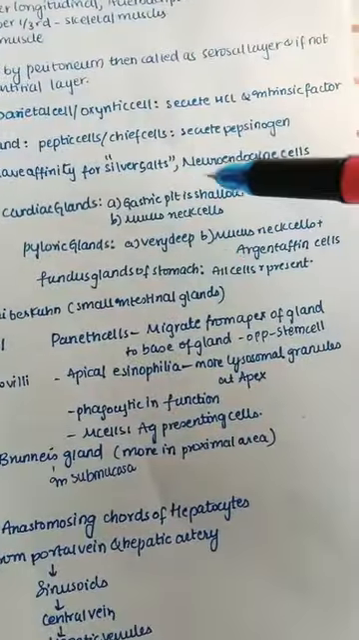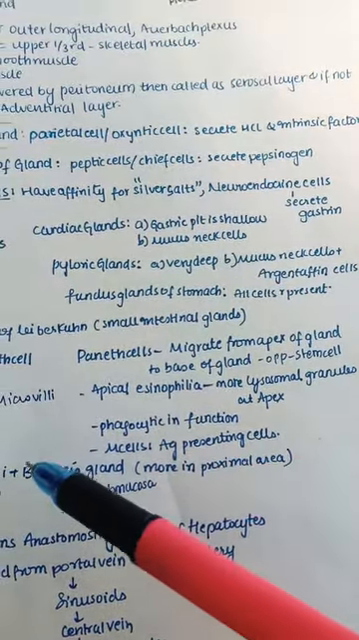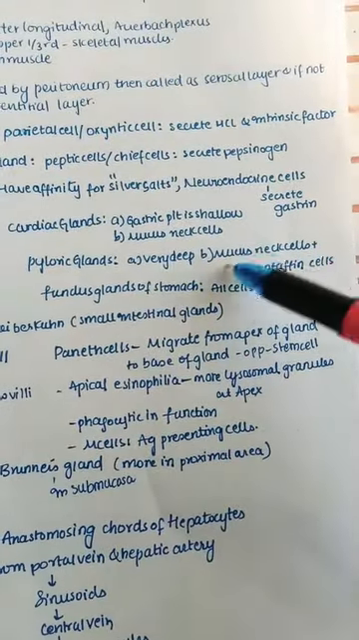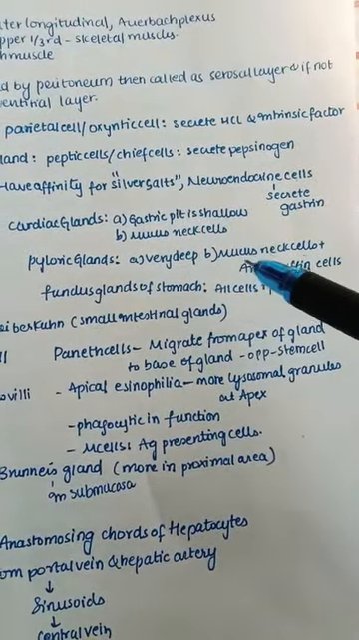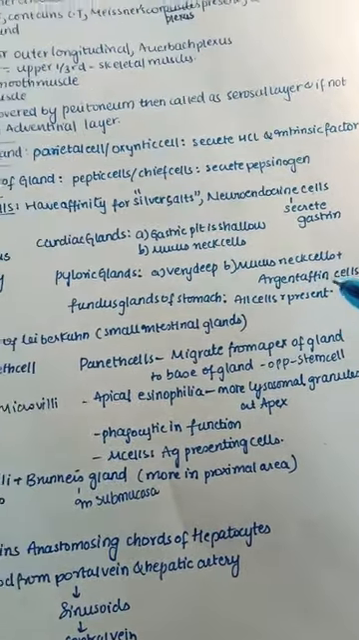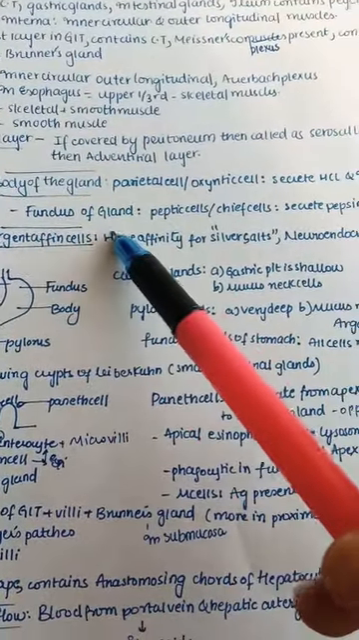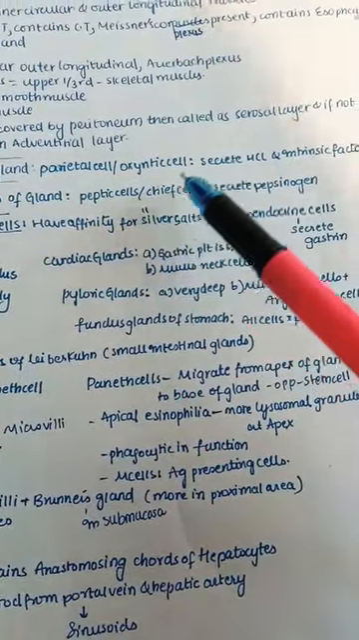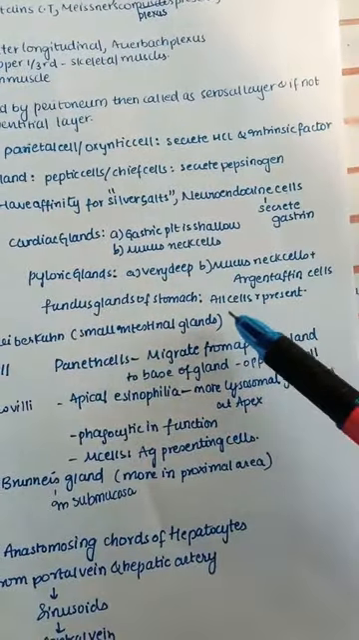Like the cardiac glands, where the gastric pit is shallow and the mucous neck cells are present. Coming to the pyloric glands, they are very deep, and the mucous neck cells are present along with the argentaffin cells. The fundus of the stomach mainly contains all cell types. So the difference is mainly in the fundic glands, where the cells are peptic cells and chief cells that secrete pepsinogen, but in the fundus of the stomach all the cells are present. So this is a very important point.